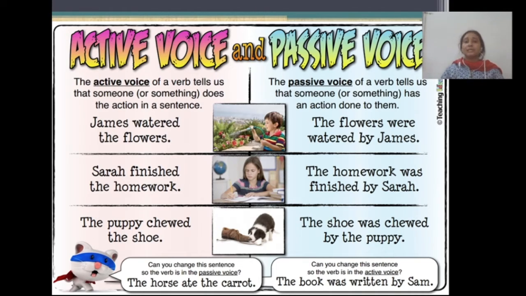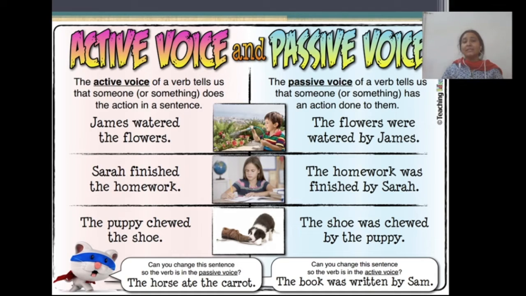In these two sentences, just look, we have not changed the tense of the sentence. Watered is in the past tense and it is in the passive also. It is in the past tense. We have not changed the tense. So one thing, in the active, we are interested in knowing who is doing the action. And in the passive, we are interested in knowing who has received the action. The receiver of the action is important, and in the active, the doer of the action is important.